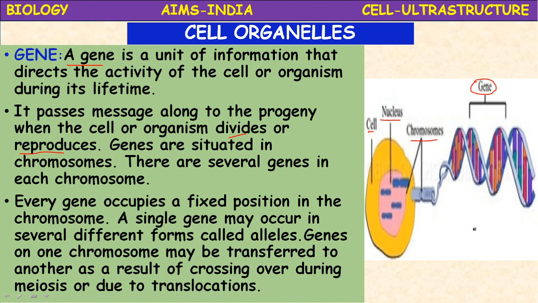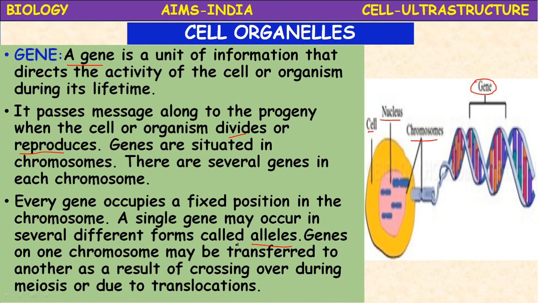Next, every gene occupies a fixed position in the chromosome. A single gene may occur in several different forms called alleles. Alleles means the characteristics. Okay.